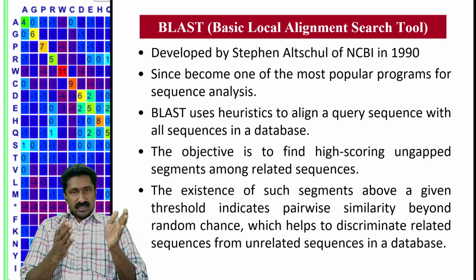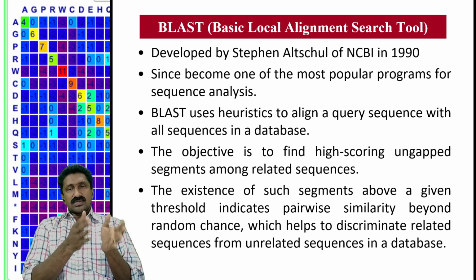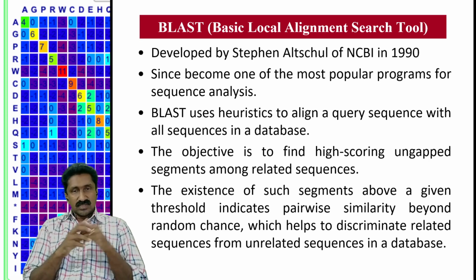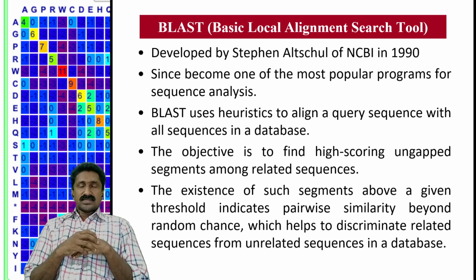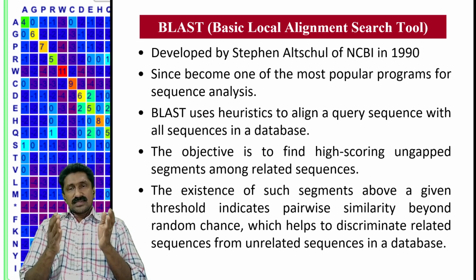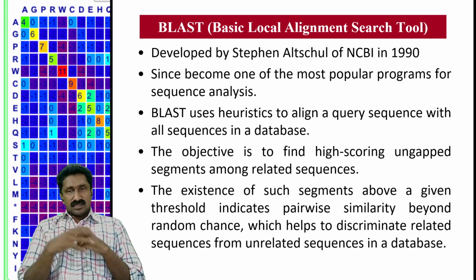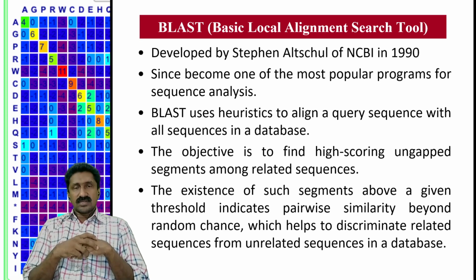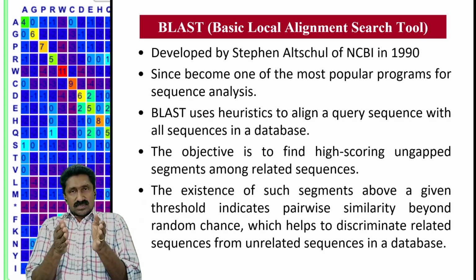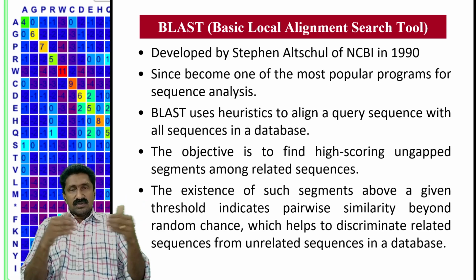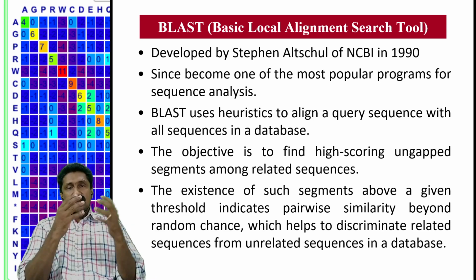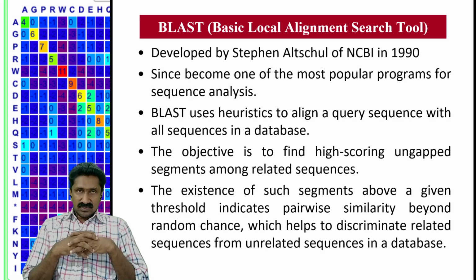So maybe at least some regions, some local regions of that segment will have a high amount of similarity or almost 100% similarity to some of the regions in the database sequences. So those regions are actually known as the high scoring segment pairs, and we will see how it is scored later. But high scoring segment pairs are actually subsequences or in between regions of your query sequence that is identified with high similarity to some of the regions of the database.